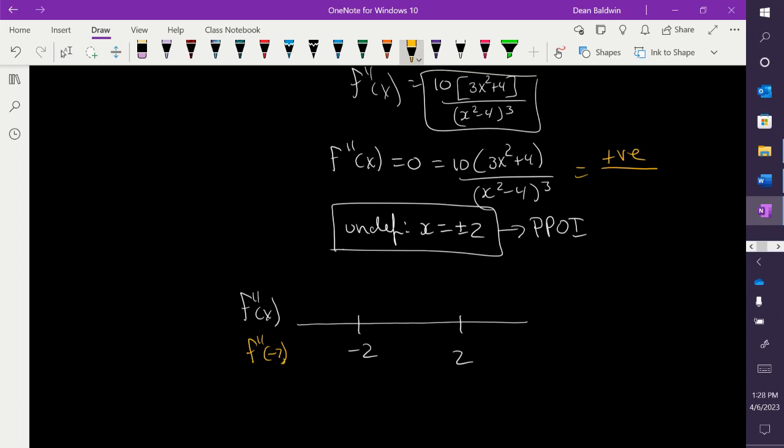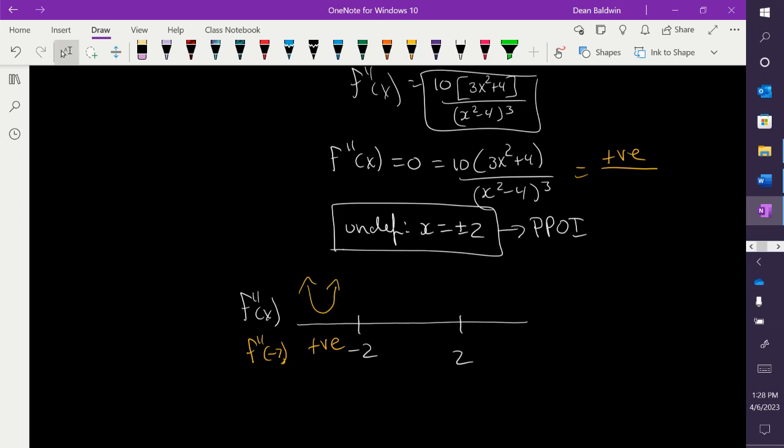If I put -7 into here, what's -7 squared? 49 minus 4. Is that positive or negative? A positive number cubed is always positive, so positive over a positive is? So the second derivative is positive on that interval. If the second derivative is positive, are you concave up or are you concave down? Up. It's concave up.